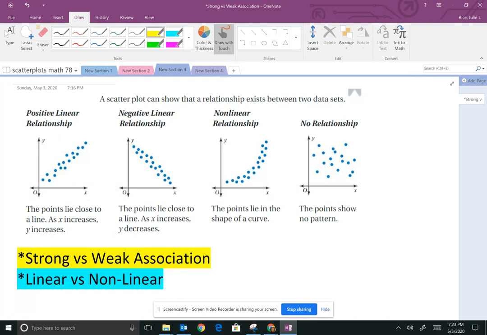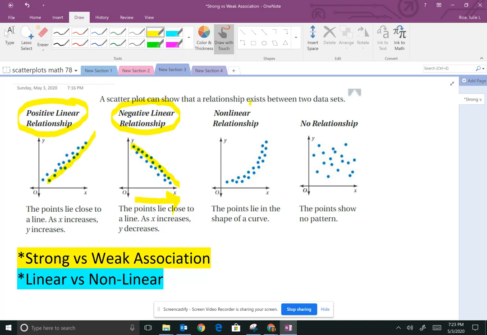Okay, so the next thing that's really important about scatter plots is what kind of association there is between sets of data. There are four types here. There is a positive linear relationship, which happens where as your x increases, your y increases. They both go up, okay? Then there's a negative linear relationship. Notice I am saying linear because it looks like a line. But for this one, as our x increases, our y is actually decreasing.